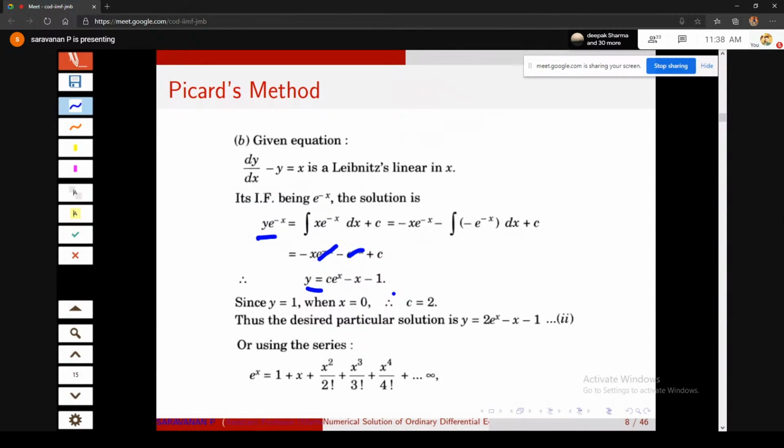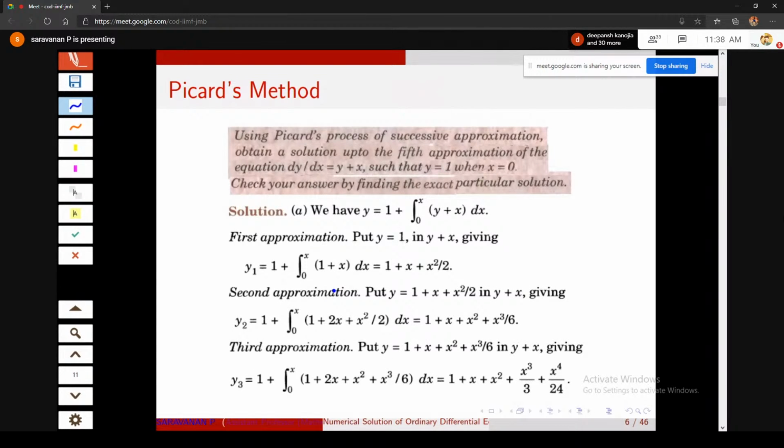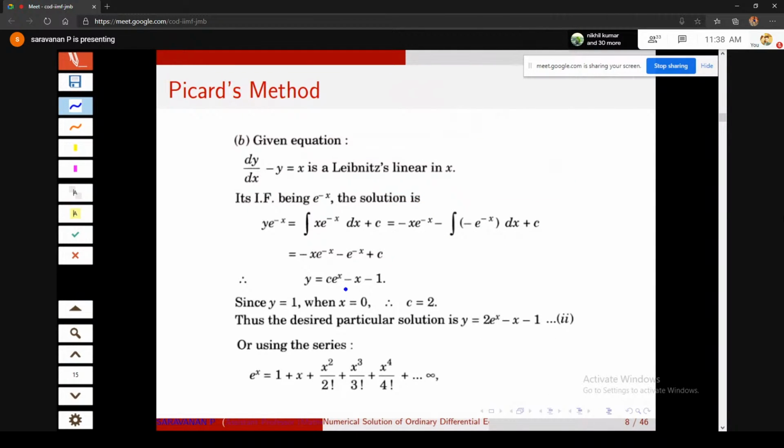This is the solution. To find out c, the condition is given. What is the condition? y equal to 1 when x equal to 0. So you substitute x equal to 0 and y equal to 1. If x equal to 0, e power 0 is 1, y is 1. Okay, so the value of c is 2. Now substitute this c here, you will get 2 e power x minus x minus 1. This is the exact answer.